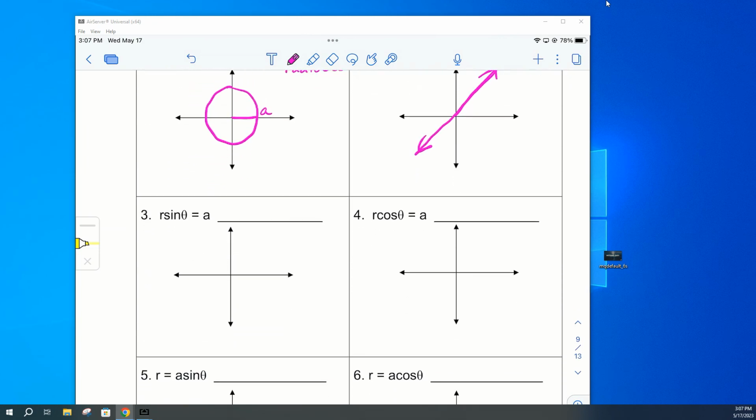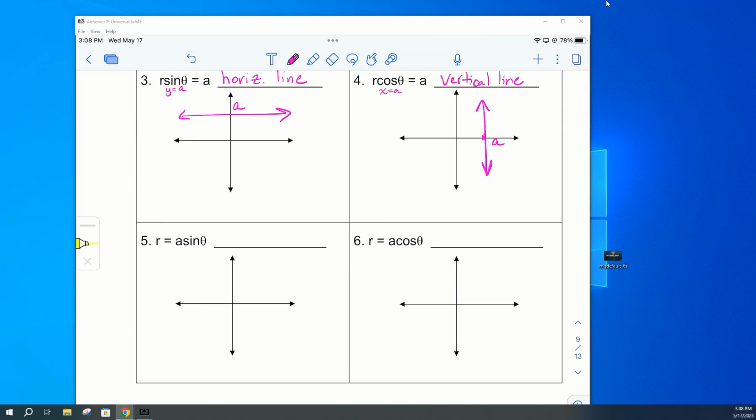Remember, the pole is the 0, 0. With these two, when it's r sine theta or r cosine theta, think about what its rectangular would be. This would be y equals a, so this is going to be a horizontal line at a. So if a is positive, of course, it's going to be up there. If a is negative, it would be below. Our r cosine theta is x equals a. That is a vertical line. Again, positive over here, negative on the left.